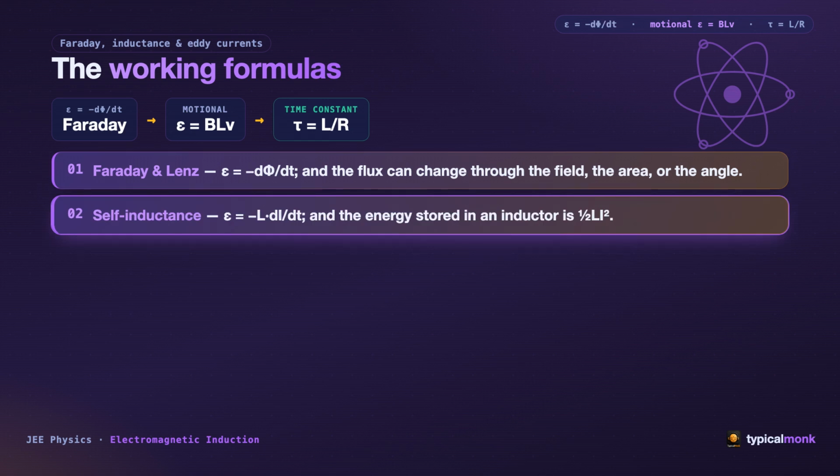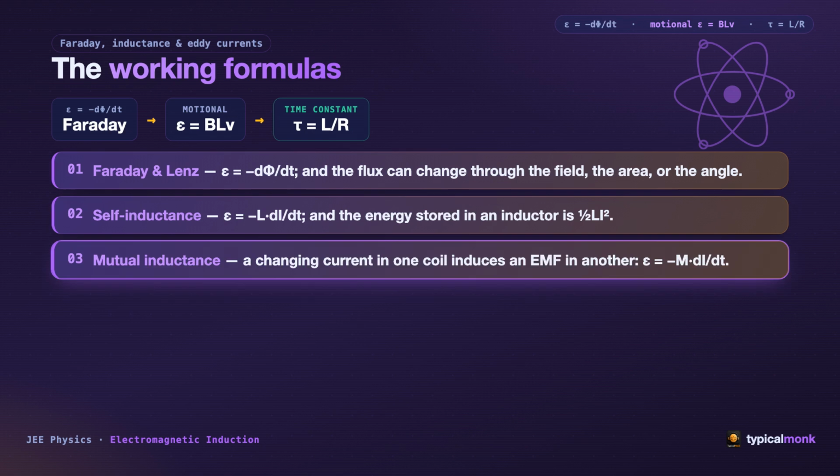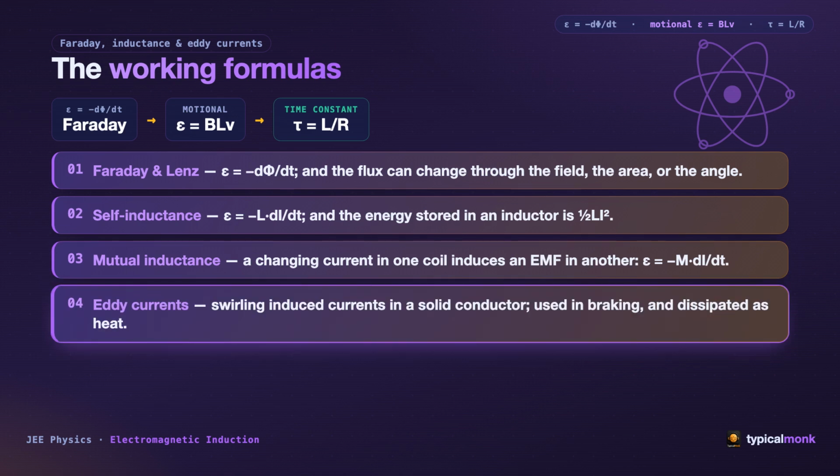Self-inductance. The EMF equals minus L times di by dt, and the energy stored in an inductor is 1/2 Li squared. Mutual inductance. A changing current in one coil induces an EMF in a neighboring coil. The EMF equals minus M times di by dt. And eddy currents. These are swirling currents induced in a solid block of conductor. They are used in braking, and their energy is dissipated as heat.